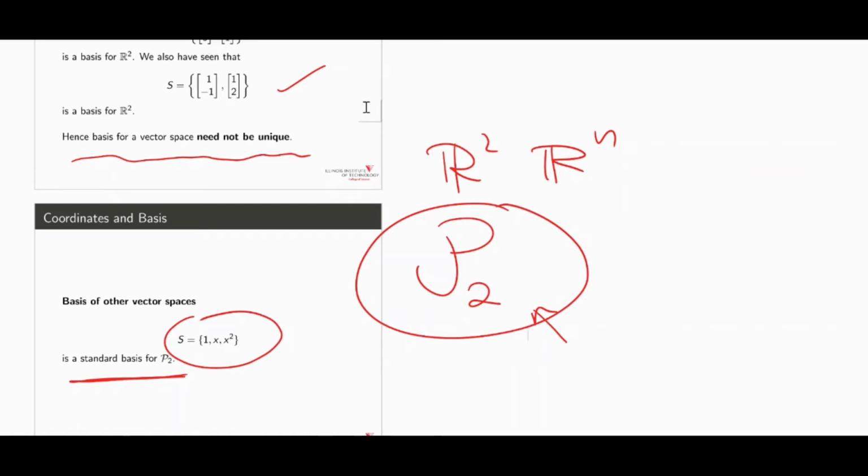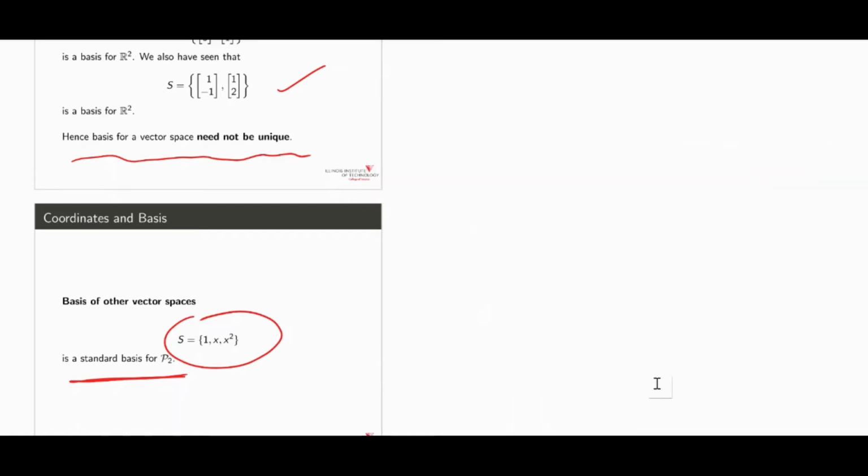So why is it a standard basis? It's very easy to see that they span the space, and it's also very easy to see that they are linearly independent, okay? So let me show you why. This collection of vectors, there are three vectors here, okay? This collection of vectors spans the entire P2.